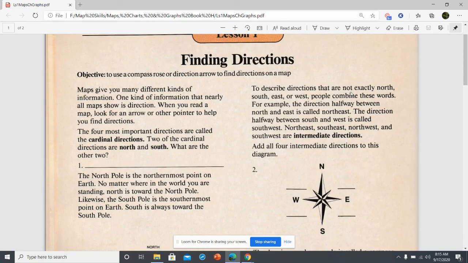Let's look at the top right-hand side of this page. To describe directions that are not exactly north, south, east, or west, people combine these words. For example, the direction halfway between north and east is called northeast. The direction halfway between south and west is called southwest. Northeast, southeast, northwest, and southwest are intermediate directions. Add all 4 intermediate directions to this diagram.